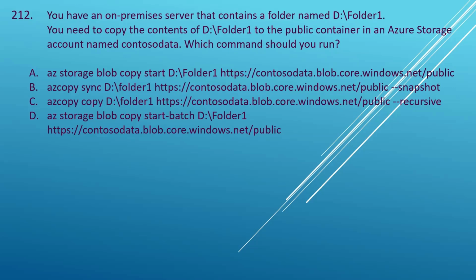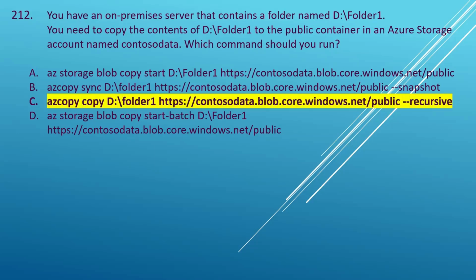data.blob.core.windows.net/public -snapshot. Third option is AZ copy D folder 1, https contoso data.blob.core.windows.net/public -recursive. And the fourth option is AZ storage blob copy start batch D folder 1, https contoso data.blob.core.windows.net/public. And friends, the correct answer here is option C. You will have to use the recursive flag here, which indicates that the command should recursively copy all the files and folders within D folder 1 to the specified destination in the Azure storage account.